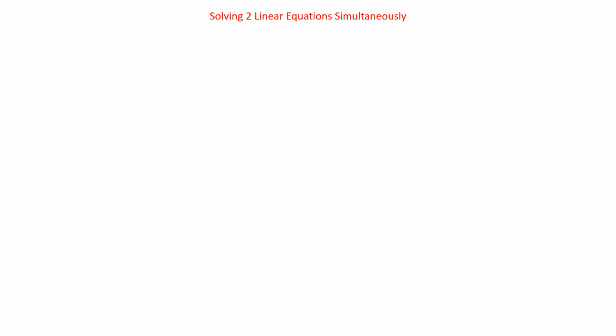Now into solving two linear equations simultaneously. We have done this a lot. We just haven't called it this big name. We generally call it linear systems. So we end up with something like this. And we solve. There's a couple ways of solving it.